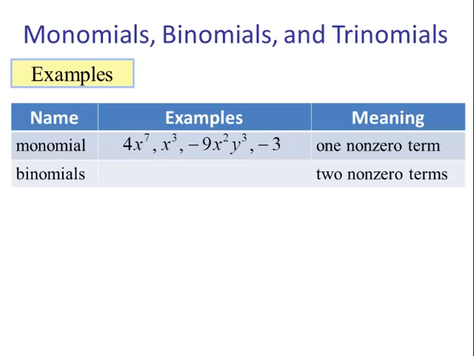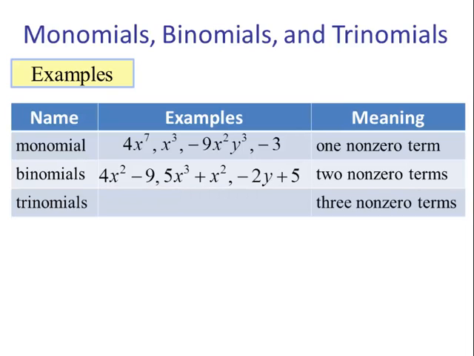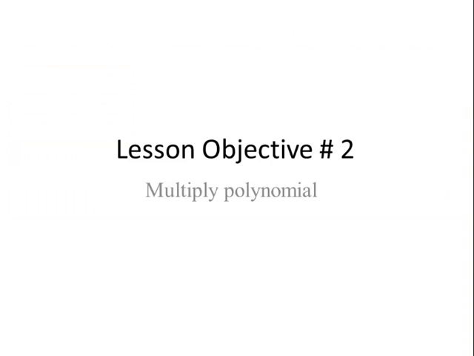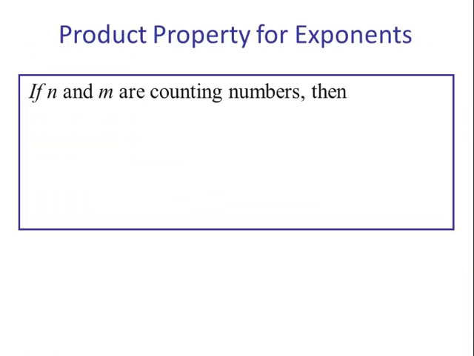Binomials means that there are two non-zero terms. So here are three examples: 4x squared minus 9, 5x cubed plus x squared, and negative 2y plus 5. Terms are separated by addition and subtraction. Trinomials have three non-zero terms. We have two examples: 5x cubed minus 3x plus 6 is a trinomial, and 3x squared plus 7x plus 2 is a trinomial.